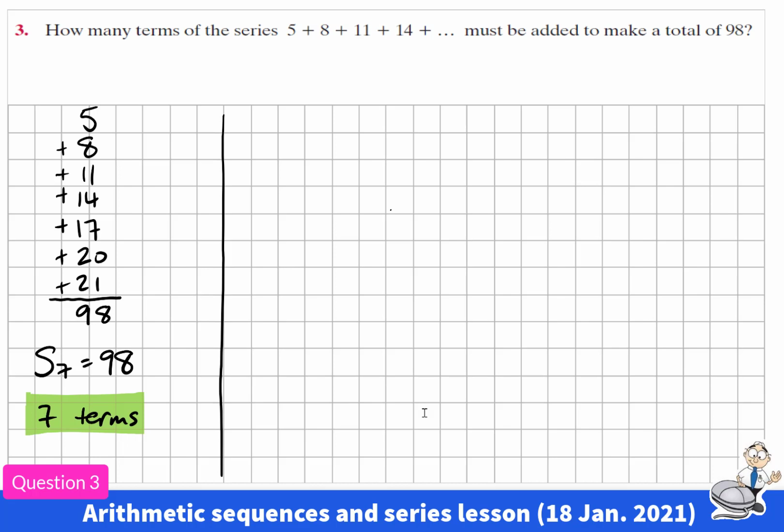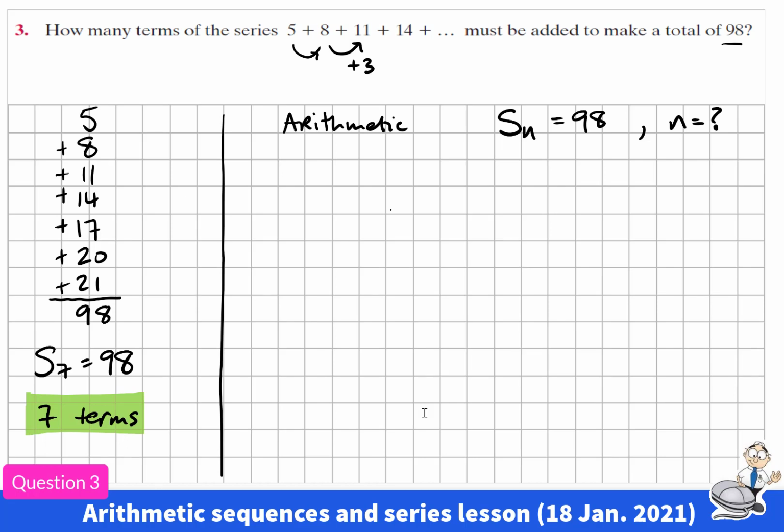So we look at the question, we see that going from one term to the next, we're always adding 3. So we'd write down or note that this is arithmetic. And it's asking about the total must be added to 98. So what the question is telling us is that the sum to something is equal to 98. And then it's asking us, well, n equals what? How many terms add up to 98?